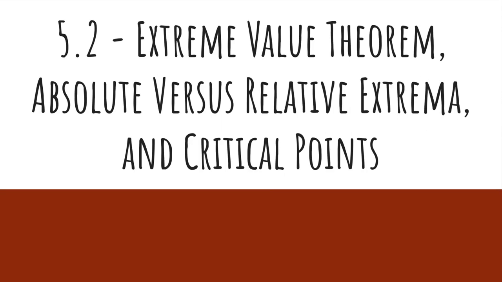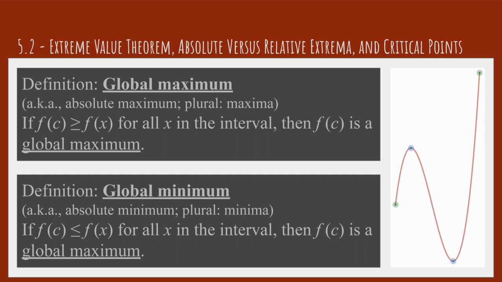I want to talk to you about a few related things, and this video is going to be pretty definition and theorem heavy, and you can refer to the next video and the next couple of topics to see how we're going to apply these ideas. So let's start with the definitions of global maximum and global minimum. First of all, I want to point out that we will interchangeably use the words global and absolute when we're talking about these things.